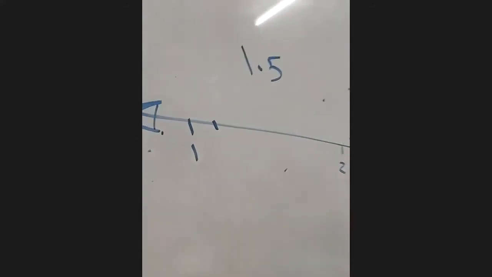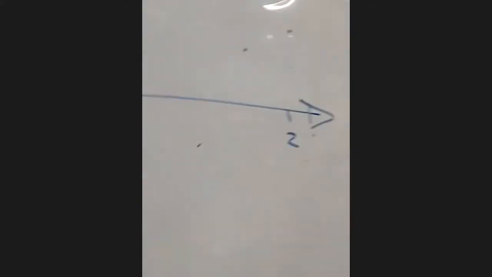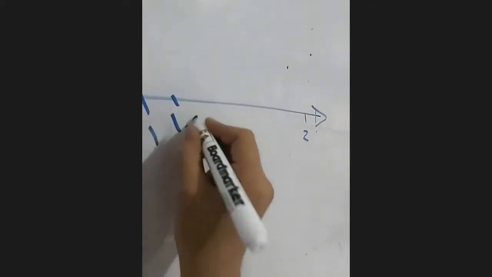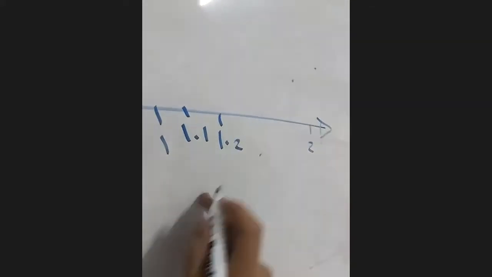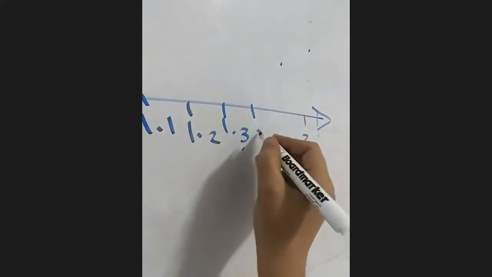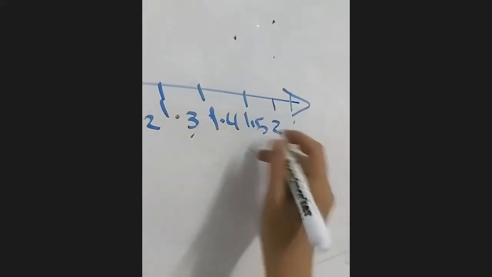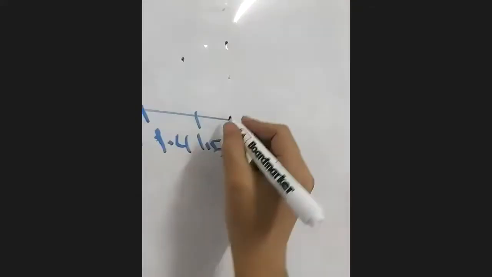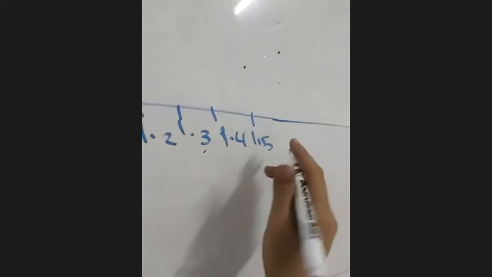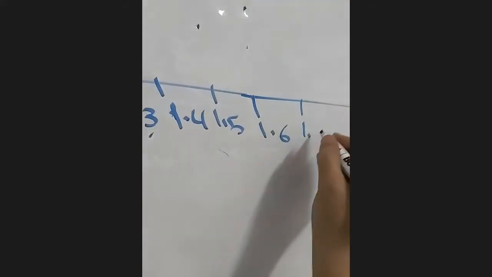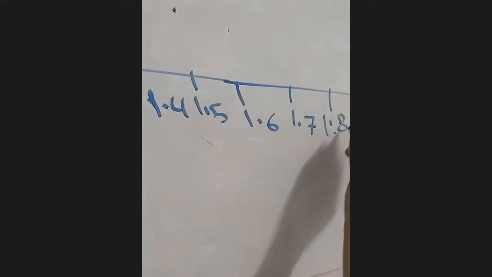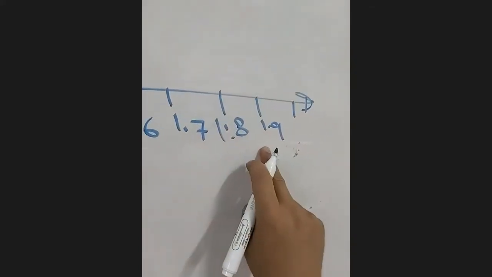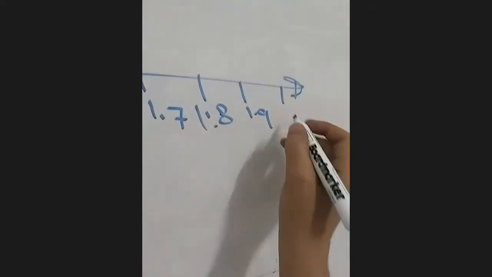Now let's put the decimals which are located between 1 and 2 together. This is 1.1, 1.2, 1.3, 1.4, 1.5, and I will make it longer to get the 2. Then 1.6, 1.7, 1.8, 1.9. Do not write 1.10, because 1.10 is the 2. Got it?